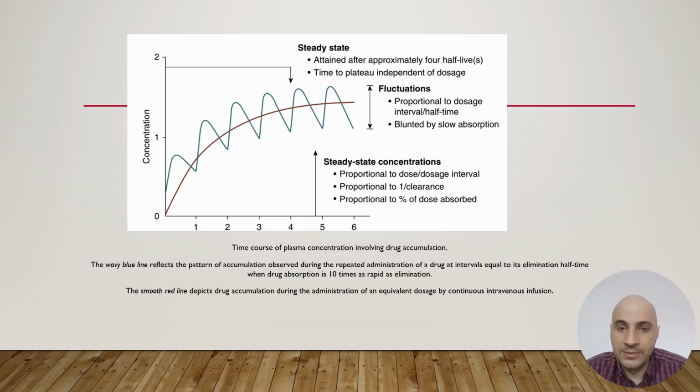So the steady state concentration is always proportional to the dose. The more the dose, the higher the drug concentration; the shorter the interval, the more the repetition, the higher the steady state concentration. It is inversely proportional to clearance also. So the more the clearance, the less the steady state. It is also proportional to the percentage of the drug absorbed. More absorption, more steady state concentration.